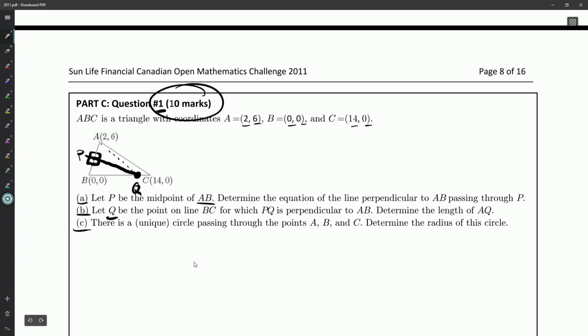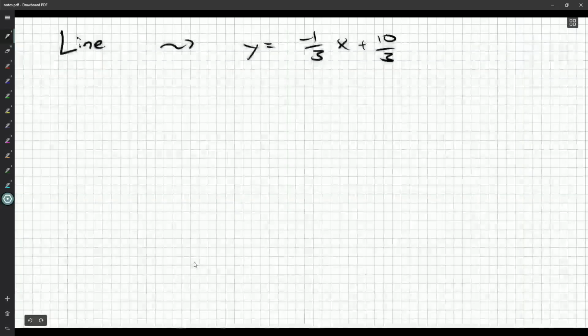So I can figure out the coordinates for Q, because it's going to intersect the line BC, which as I already said verbally was the x-axis, with the line through P. So that should be fine. And then I know how to figure out the distance between 2 points in the plane.